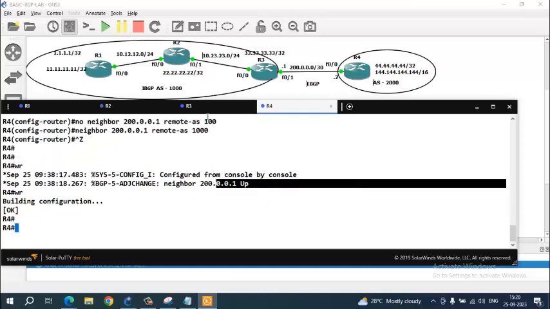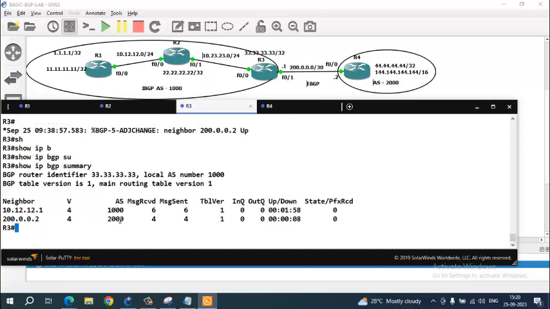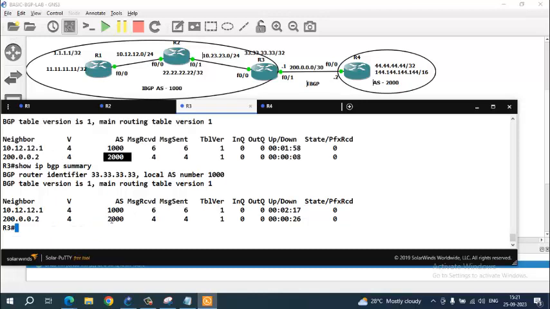Let's go and verify in R3. Show IP BGP summary. You can see with autonomous system 2000, the neighbor is up for the last 8 seconds. With autonomous system 1000, local is 1000 and the neighbor is also 1000, which means IBGP, and this is eBGP. Any questions? We have done basic BGP configuration.